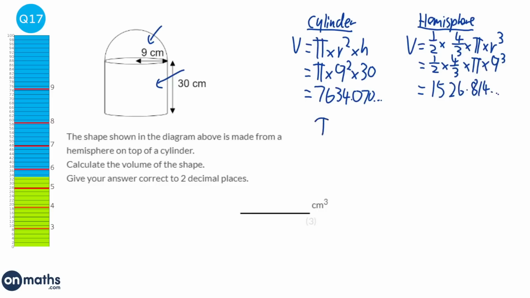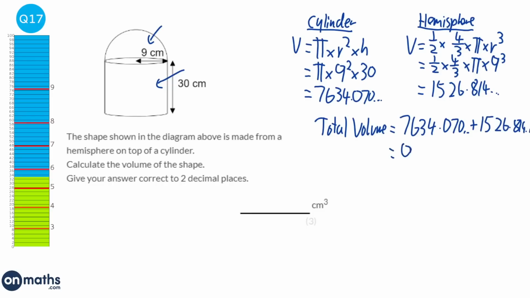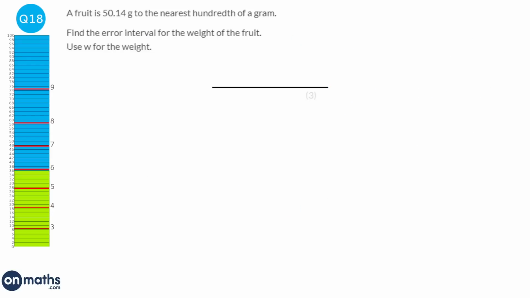And so the total volume is 7,634.070 plus the 1,526.814, which equals 9,160.884. It says it wants it to 2 decimal places, so when we round that we get 9,160.88.